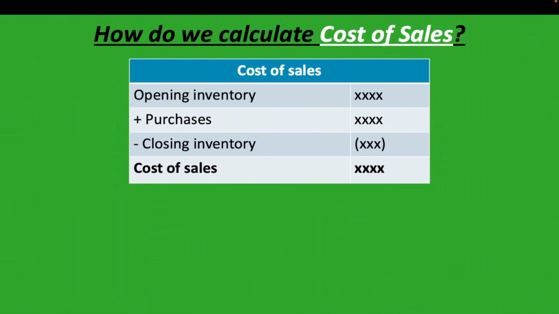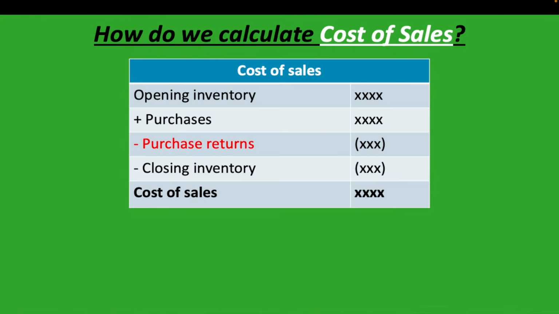However, sometimes you have other line items that go into the calculation of cost of sales. For instance, you're purchasing from your supplier the inventory that you're going to sell, but sometimes you will return some of these goods to your supplier because maybe they're defective or they supplied you with the wrong type of goods. And so what do we call that? We call that purchase returns. And so how does it factor into our formula? Well, opening inventory plus purchases, and we deduct purchase returns.